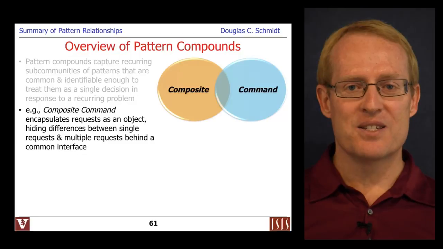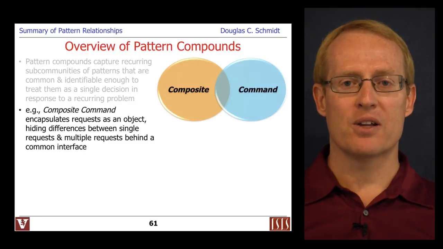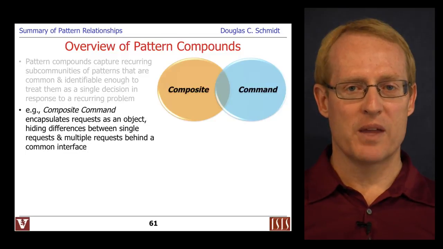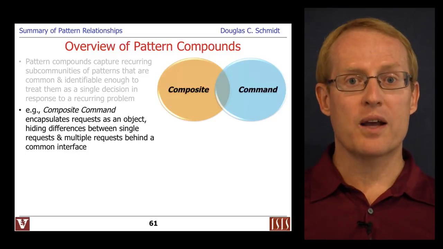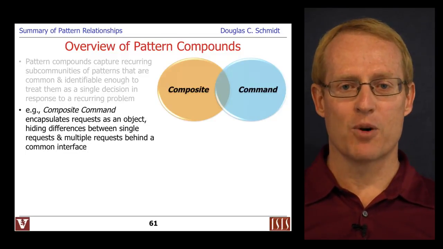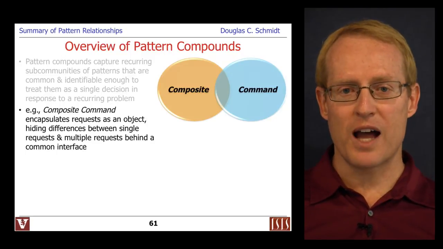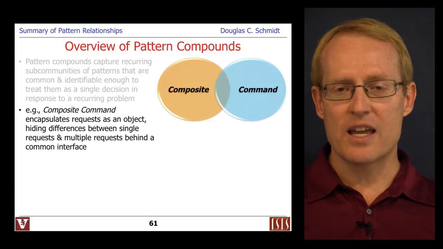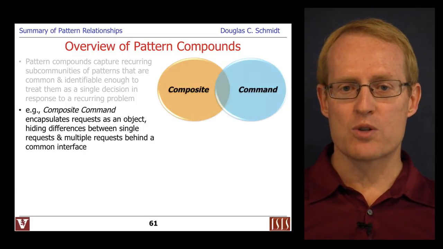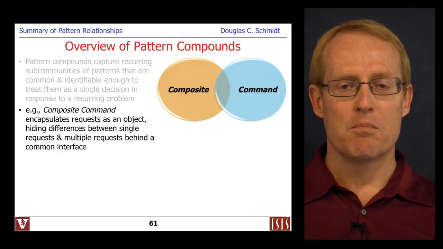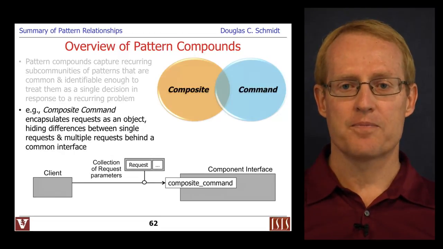For example, if you think back to the batch method pattern complement we just talked about, one way to represent this is as a pattern compound that combines the composite pattern from the Gang of Four book with the command pattern from the Gang of Four book. So a composite command encapsulates requests for an object, essentially hiding or shielding the users from differences between a single request and multiple requests behind a common interface.